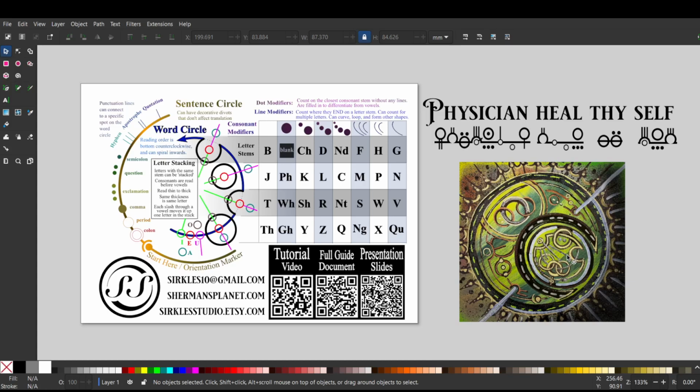It's a hand-painted design and it was on an 8x8 canvas, and here we have our start marker. So that means we start reading at the bottom, which is typical because reading order is bottom counterclockwise, and it can spiral inwards for longer sentences, which this is not, or longer words, which I don't do in this design.